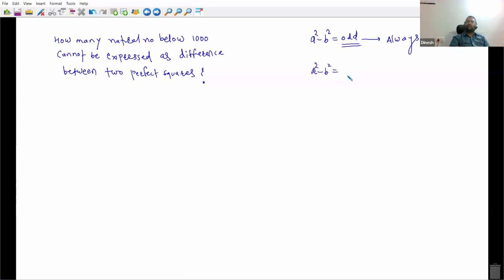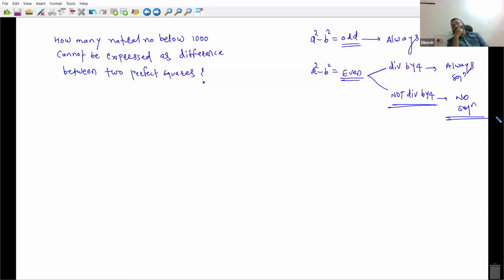A square minus b square is equal to an even number divisible by 4: always a solution. Not divisible by 4: no solution. Okay. So we want these numbers. What is the general form of these kinds of numbers? That you need to identify, and let's solve this further, everyone.